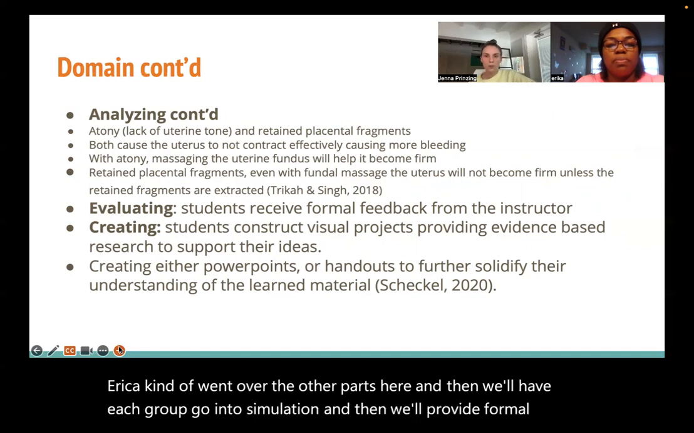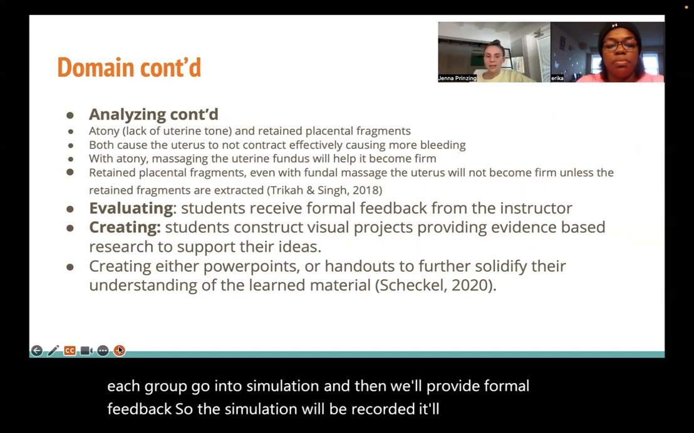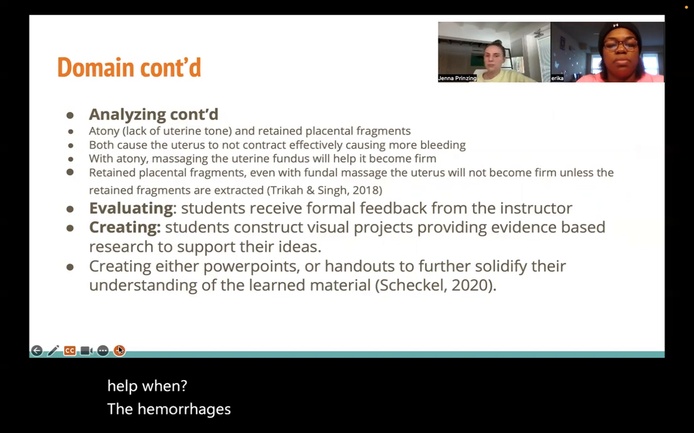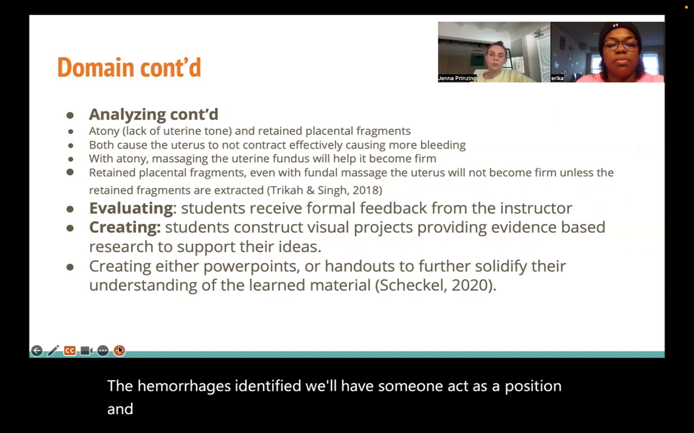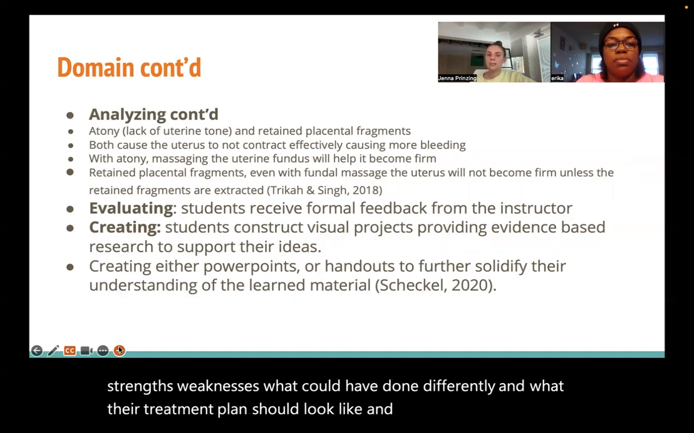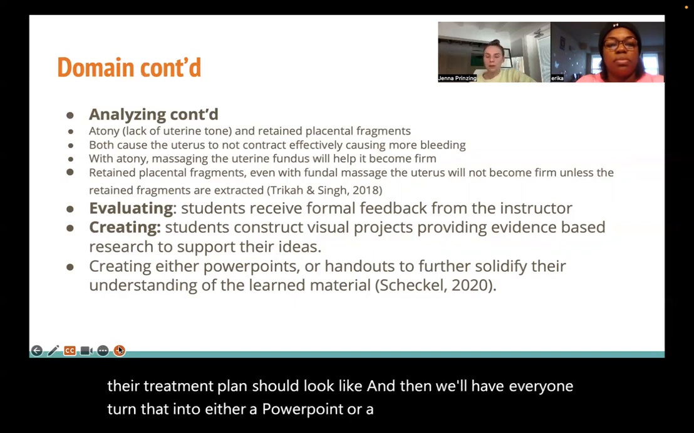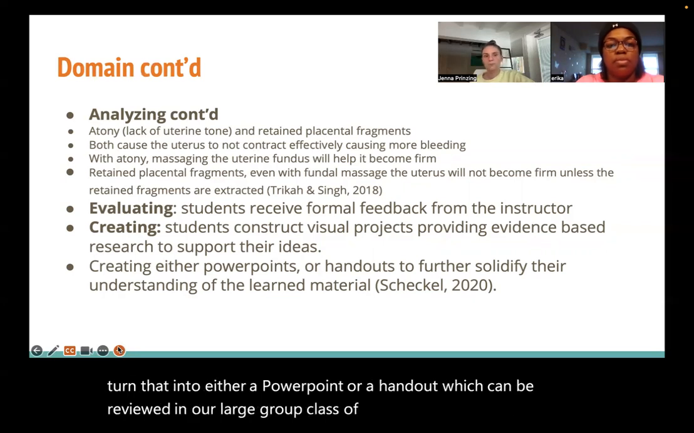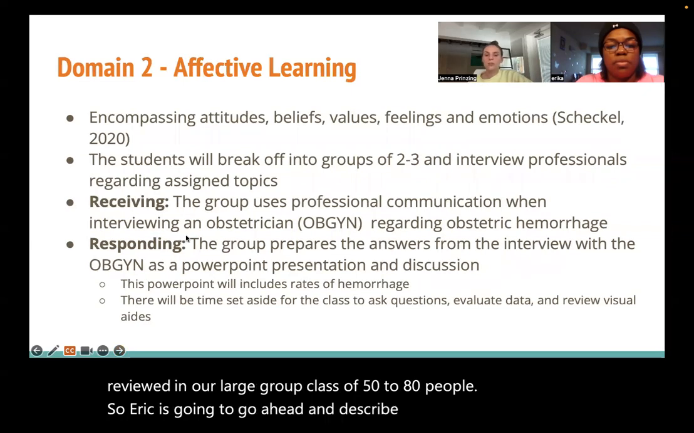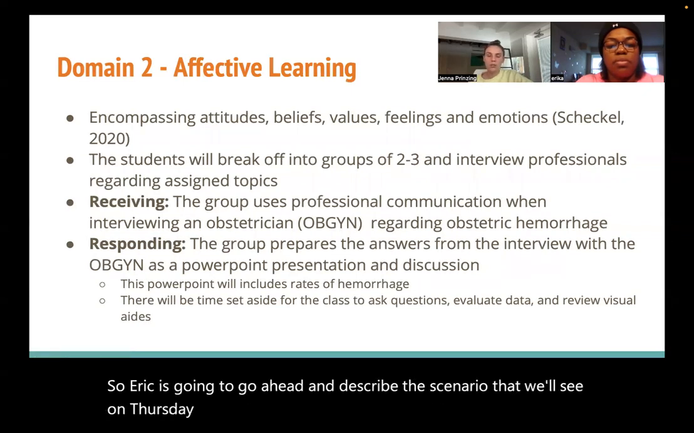So the simulation will be recorded. It'll be a group of 6 to 8 nurses. So there may be one primary nurse. The team comes in to help when the hemorrhage is identified. We'll have someone act as a physician, and then we will review as a group and discuss what you felt, strengths, weaknesses, what could have been done differently, and what the treatment plan should look like. And then we'll have everyone turn that into either a PowerPoint or a handout, which can be reviewed in our large group class of 50 to 80 people. So Erica's going to go ahead and describe the scenario that we'll see on Thursday. And like we said, any questions can be posted in the discussion board and we can answer from there.